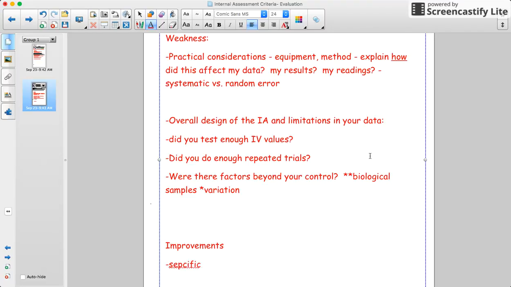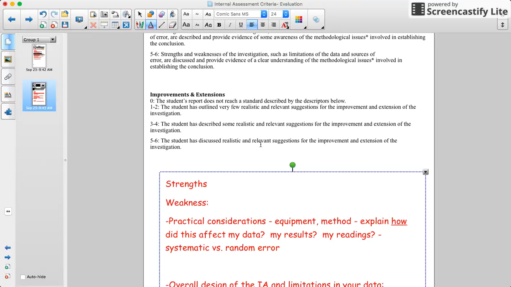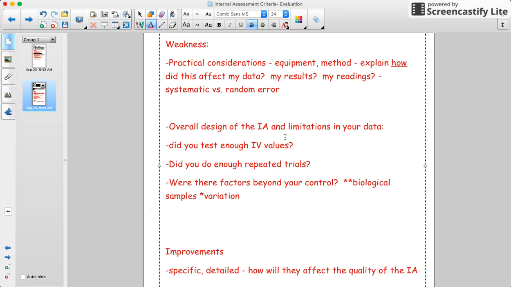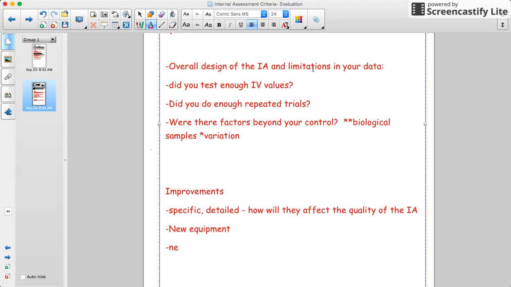Improvements need to be specific and detailed, and you should explain their impact. How will they affect the quality of the IA, of the investigation? The student has discussed realistic and relevant suggestions for improvements and extension of the investigation. So if I talk about a piece of equipment that was weak, then I talk about the new piece of equipment specifically that I would use. If I had a method that was bad, what's the new method step that I would take? Or what's an alternate method I would try?